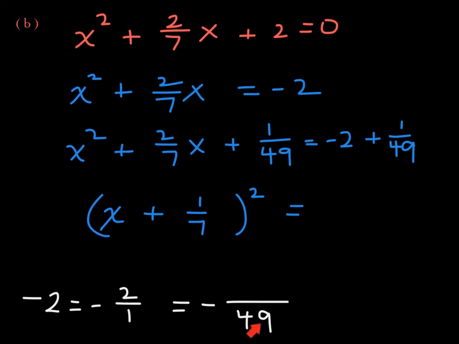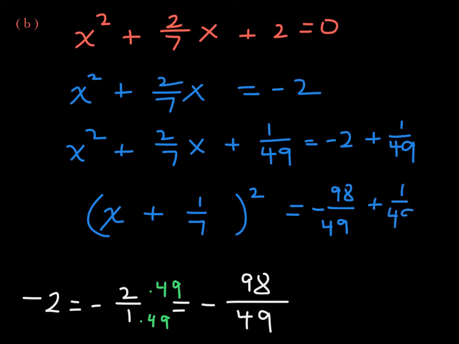49 in the denominator? Well, 1 times 49 would work. So you're going to have to multiply the numerator as well. And 2 times 49 is 98. So -2 written as a fraction whose denominator is 49 is -98 over 49. All right, very good.